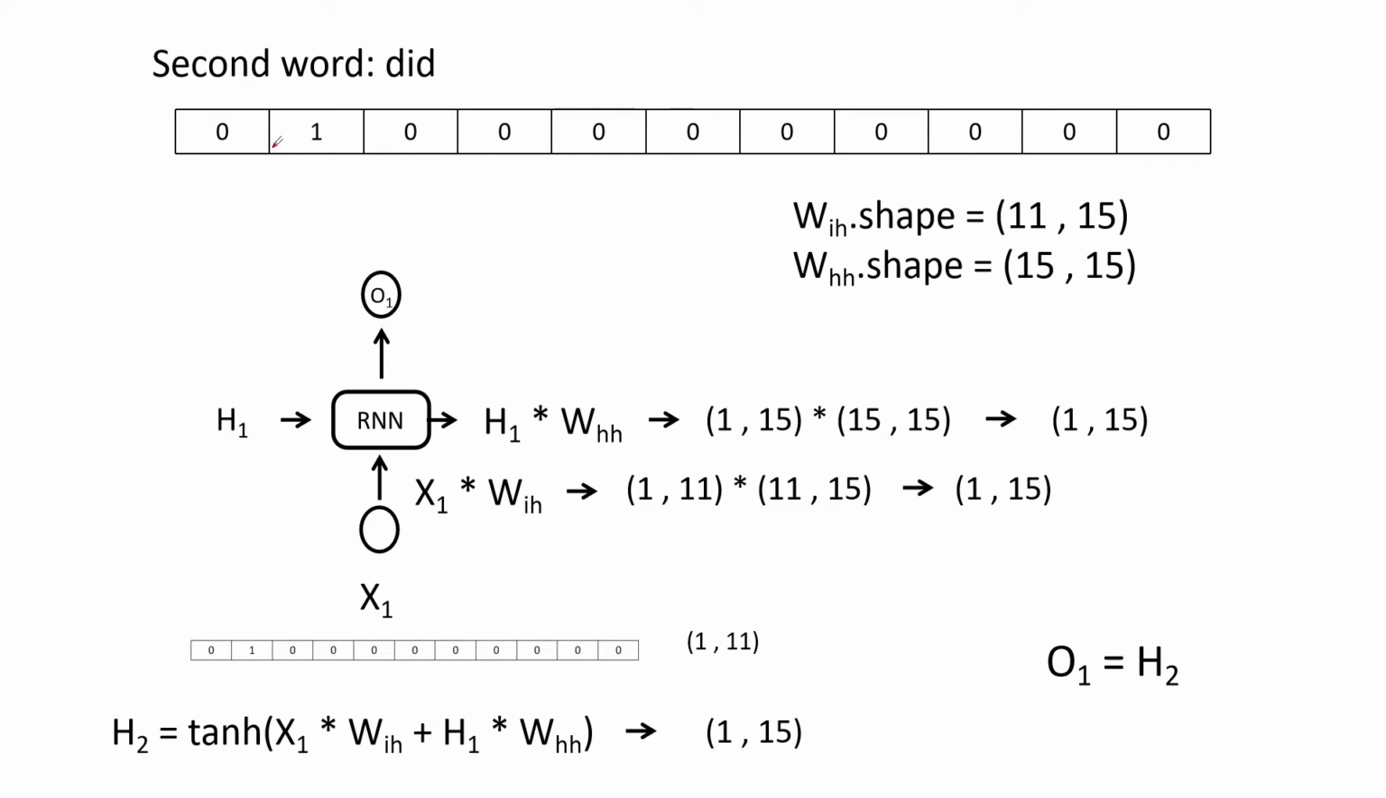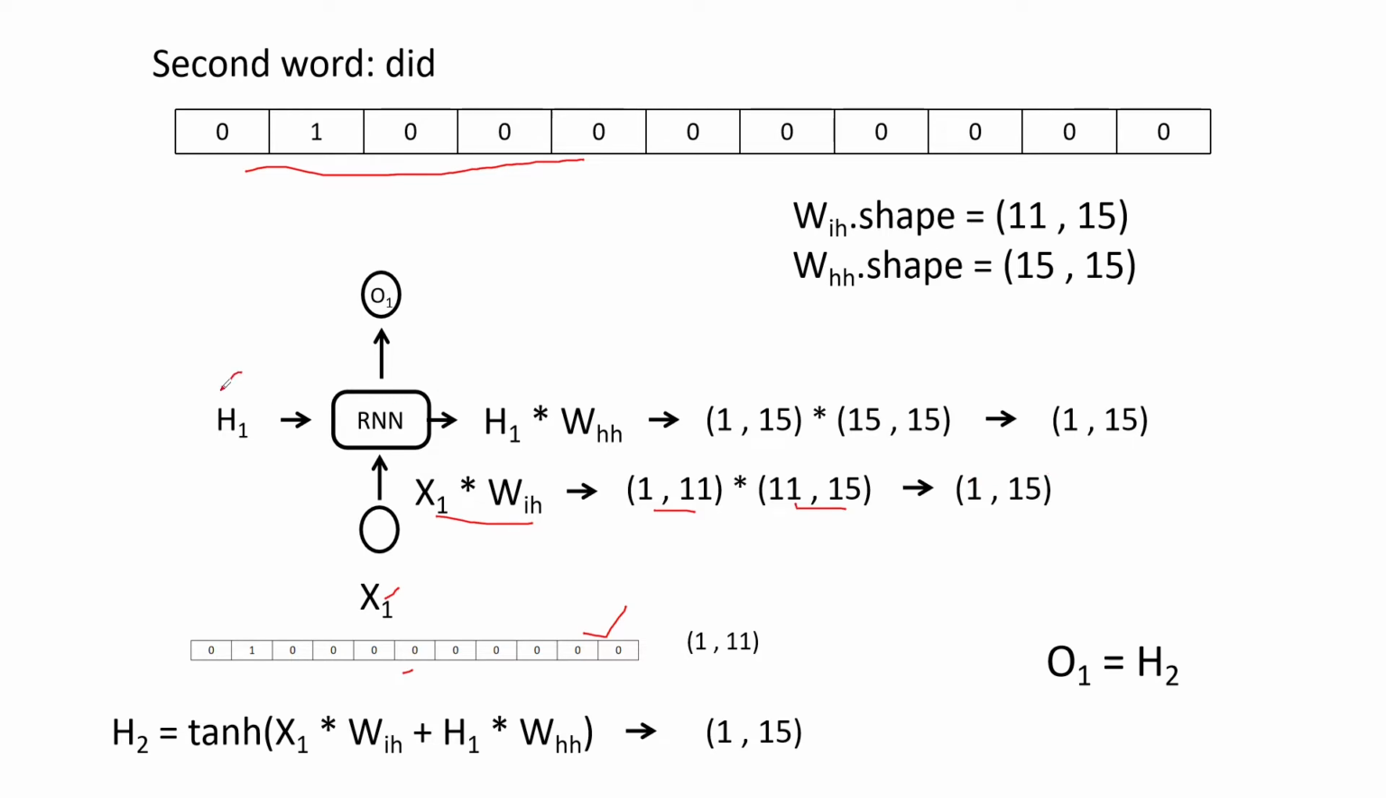The second one, what will happen after that? The second word will be given, if you remember. This is the same vector, then x1 will be multiplied by WIH. Again this one is 1 cross 11, and this one remains the same. These weights are shared, which means these weights do not change. It is going to be the same. The vector is 1 cross 11, it will be multiplied by 11 cross 15, and then you'll get 1 cross 15.